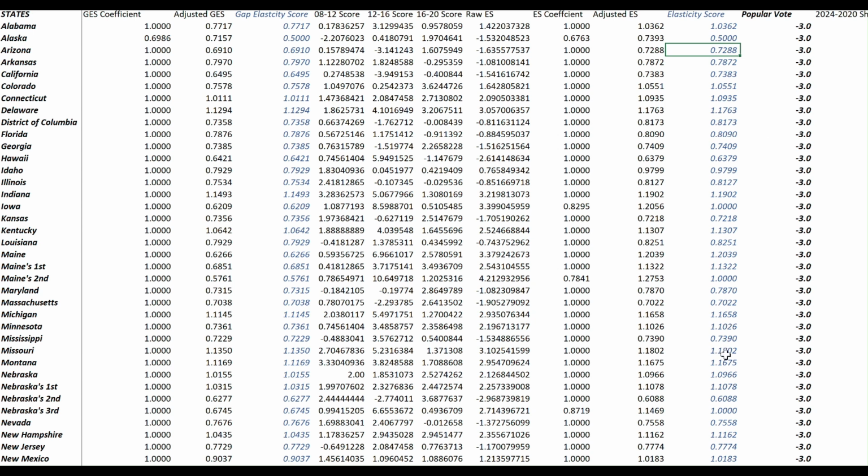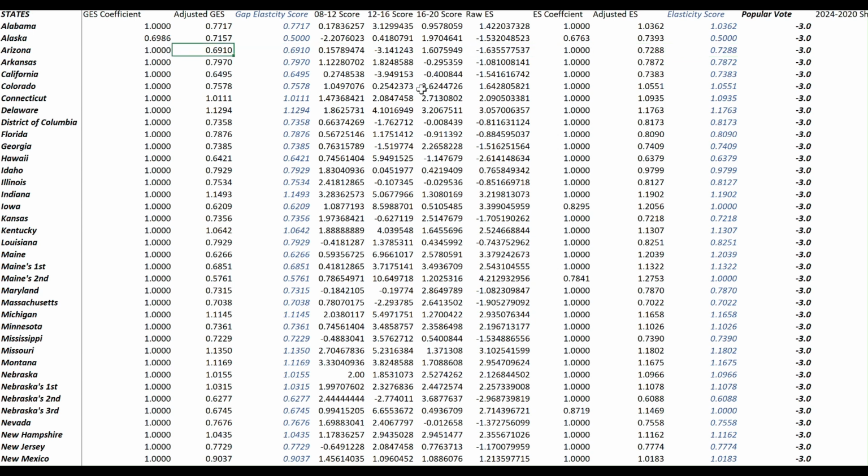For example, a 1.0 state, perfectly in line with the nation, is the Nebraska 3rd Congressional District. But in the state of Arizona, we're talking about this. And this is for what concerns the national, the first two pillars.